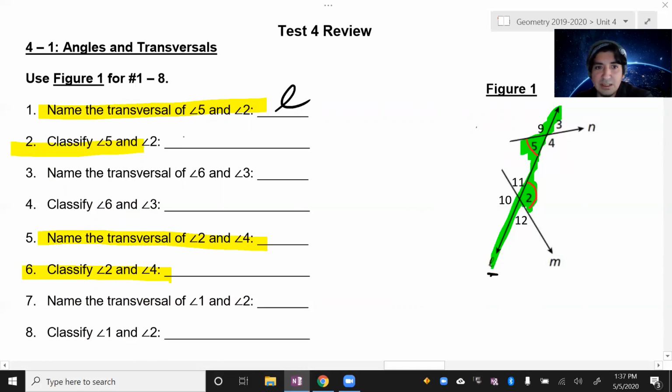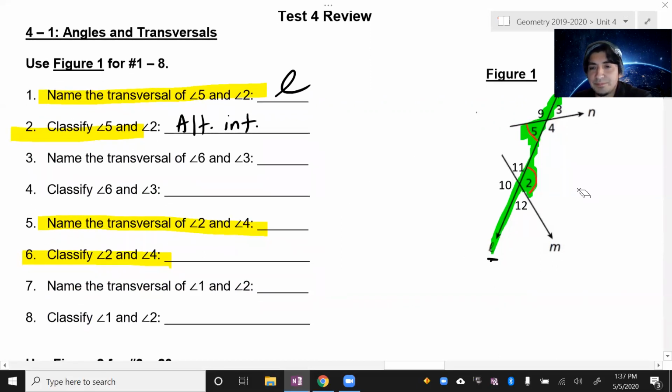5 and 2 are going to be alternate interior. That one's in the interior, and that one has to be on the interior. This is not a perfect case, so this will be alternate interior angles, okay? In this case, they will not be congruent, because there are no parallel lines involved. Now, let's go back.